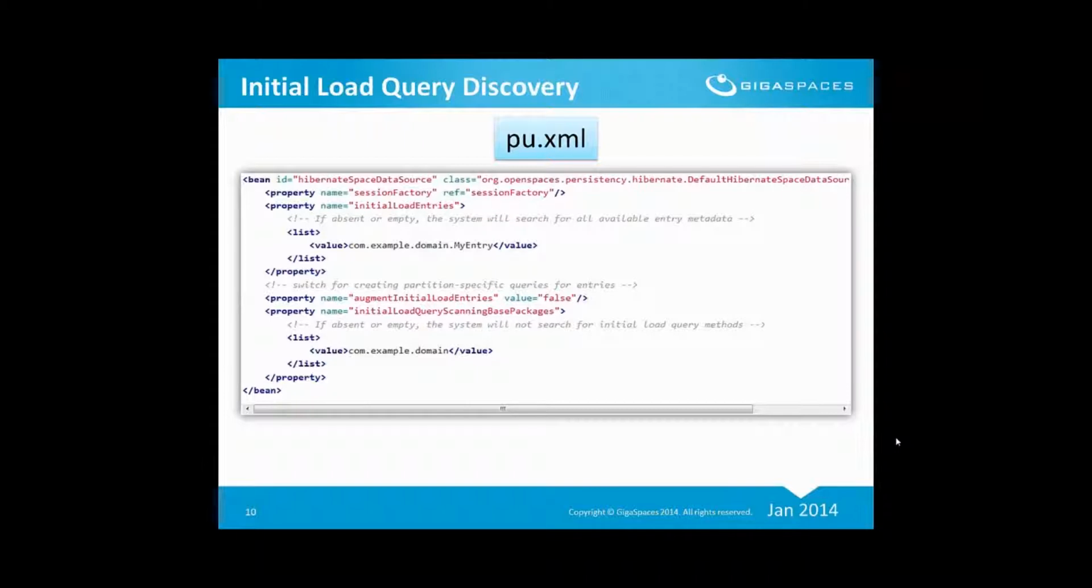When the initial load process begins, the system will automatically search for these special annotated methods by recursively scanning certain base packages in the class path. The user should specify these packages in the initial load query scanning base packages property of the space data source bean definition. Here is an example of a pu.xml configuration file, and the list of base packages to scan includes a package which should include a class containing query methods. Of course, if the property is not configured, or the list is empty, no packages will be scanned.